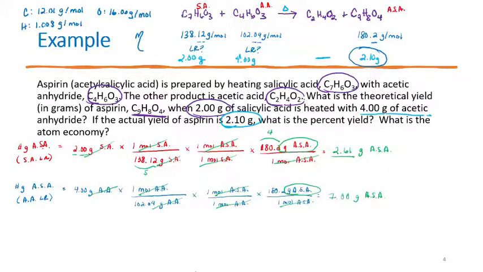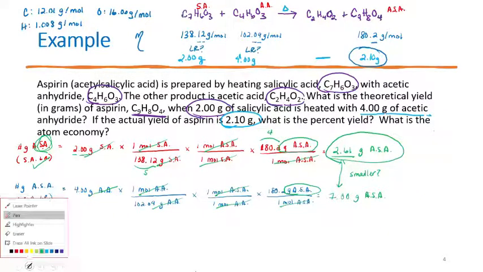So, looking at these two numbers, which one is smaller? Clearly this one is smaller. That means that salicylic acid is my limiting reactant, and I can produce up to 2.61 grams of acetylsalicylic acid or aspirin.